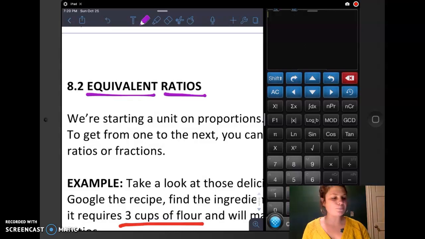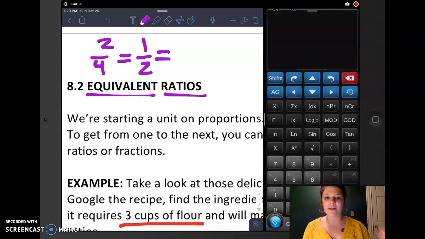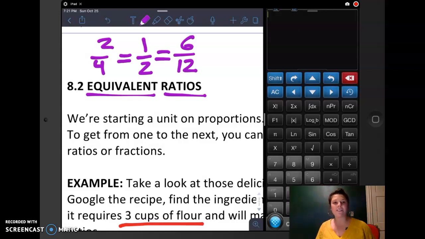So for example, we have 2/4, right? Well, we all know that that is the same as 1/2, and we could say it is equivalent, right? Same as, equivalent, equal means the same thing, 6/12. And there are infinitely many different fractions that are the same. How do we know for sure that they're the same?